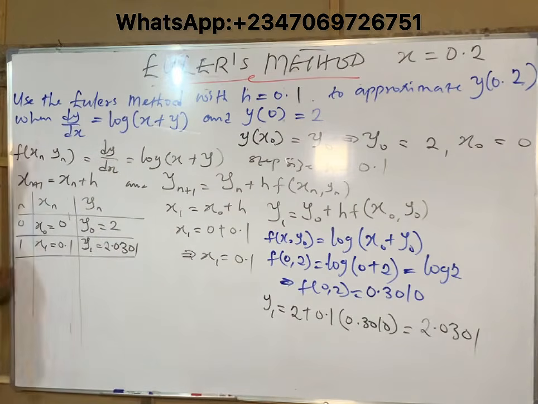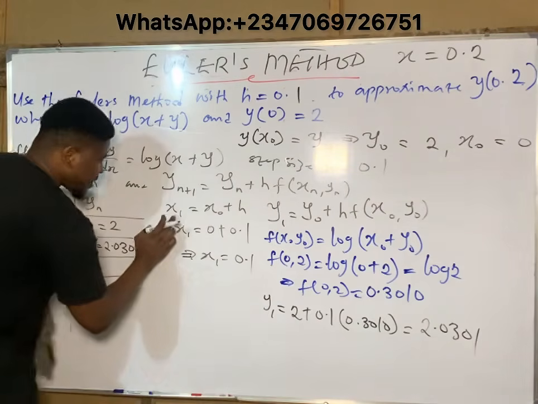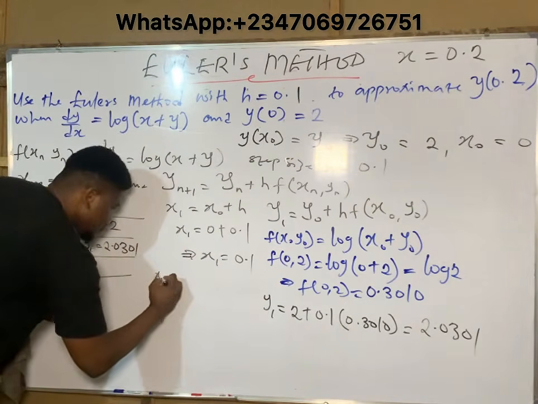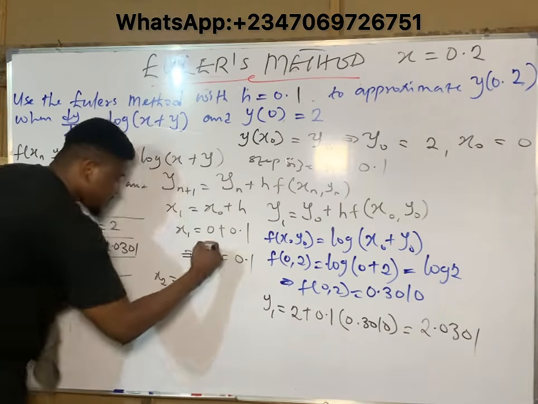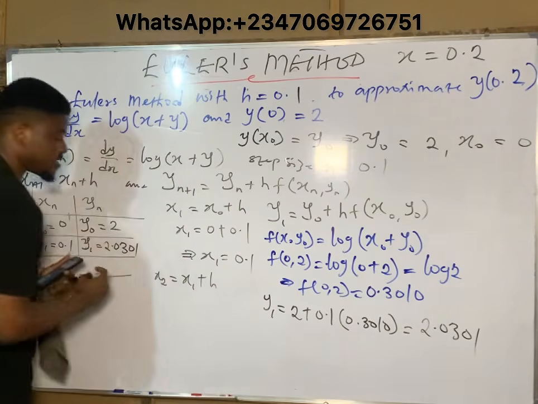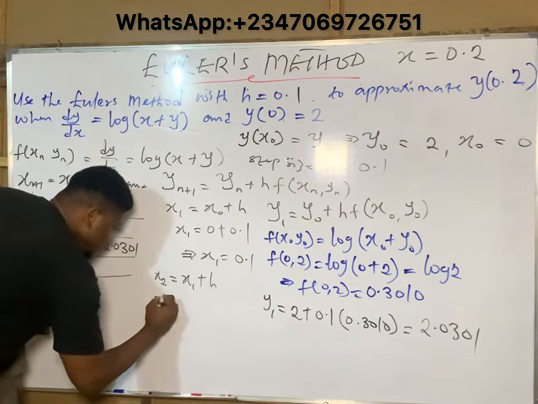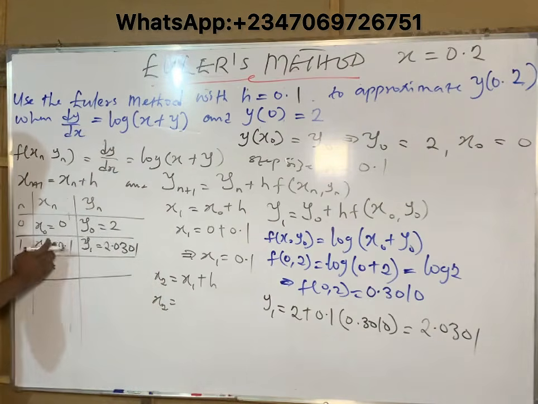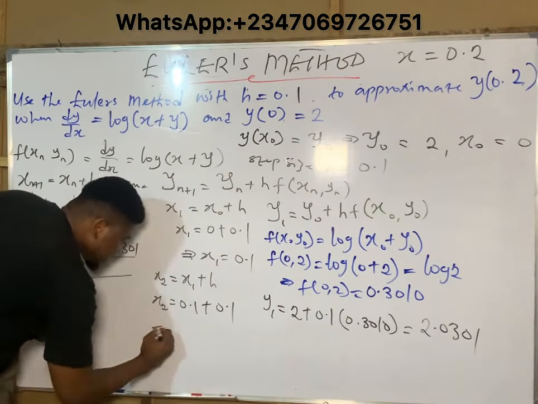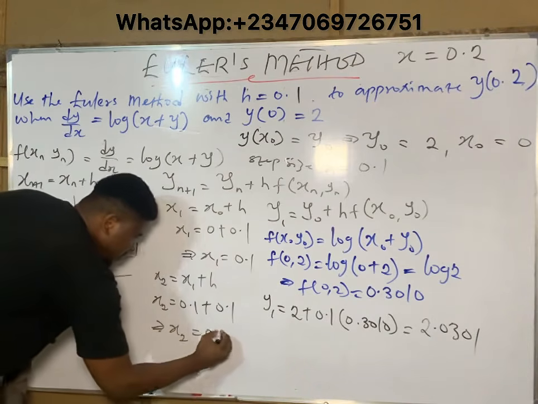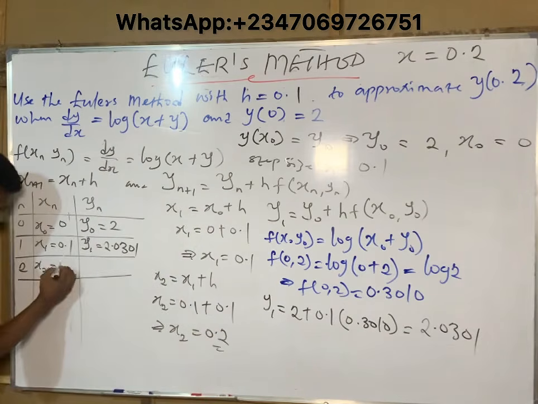So our y1 is 2.0301. Next, we find the value of x when n is equal to 2. When n is 2, x becomes x2. What then is the value of x2? We still come back from here. Now, instead of x1, this is now x2, and instead of x0 here, this becomes x1. So we recall the previous value plus h. The step size remains constant, it doesn't change. So x2 is equal to x1, which is 0.1, plus the step size 0.1. This implies that my x2 is equal to 0.2.